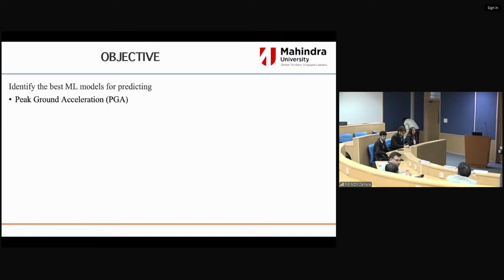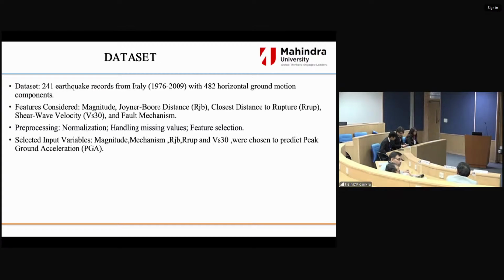This study aims to identify the best machine learning models for predicting peak ground acceleration (PGA). Accurate predictions help to enhance earthquake risk assessment and infrastructure resilience. Now, let's take a look at the dataset in this research.